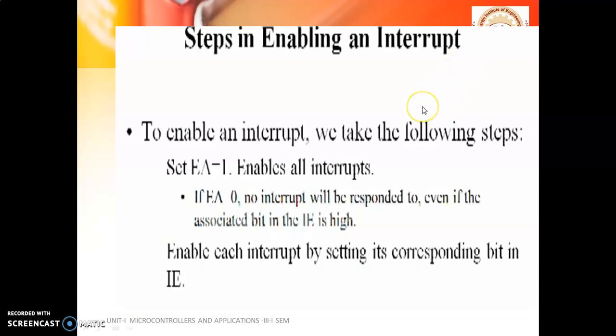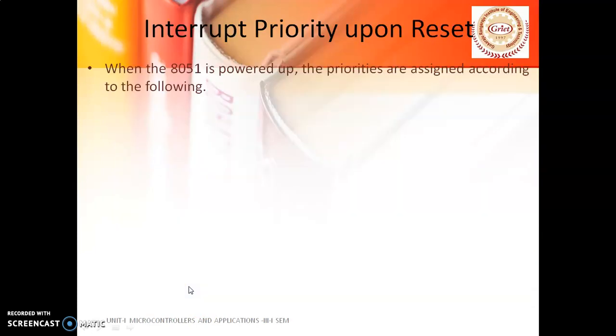Coming to the steps in enabling an interrupt. To enable an interrupt, what are the steps? If EA equals 1, then we can enable all the interrupts. If EA equals 0, then no interrupts will be responded to, even if the associated bit, such as the ES bit, is high. It will not recognize that particular interrupt. So we can enable any interrupt by programming a particular bit in the IE register. IE stands for interrupt enable register.